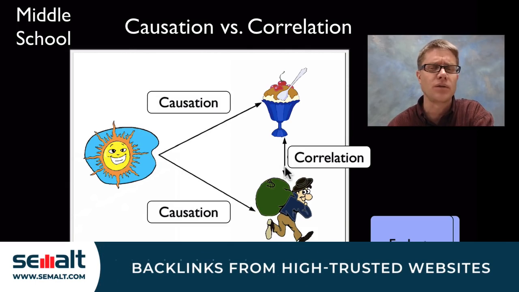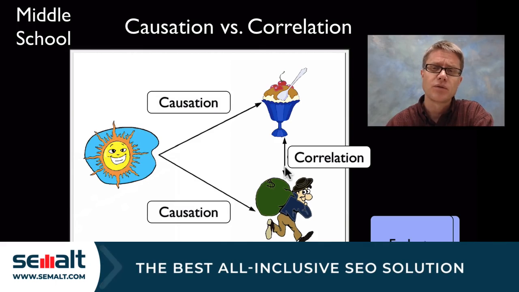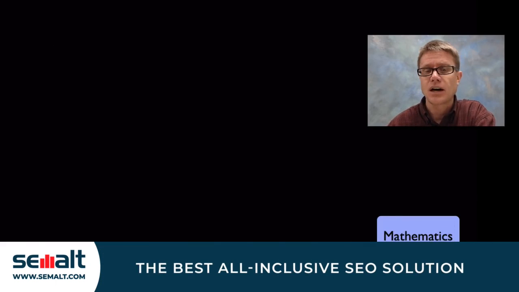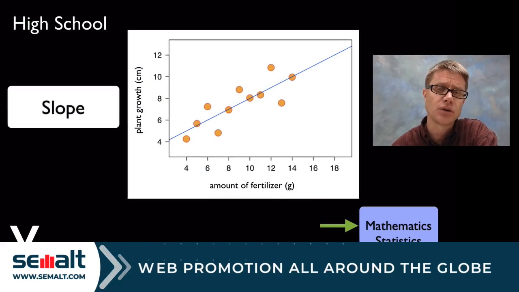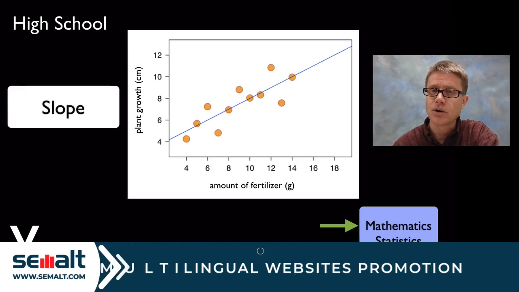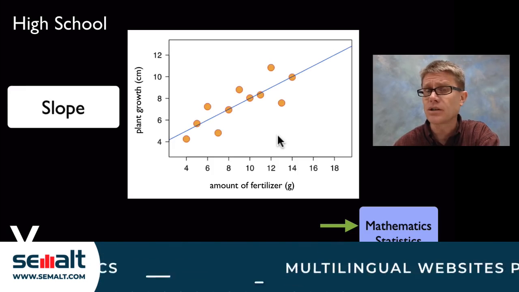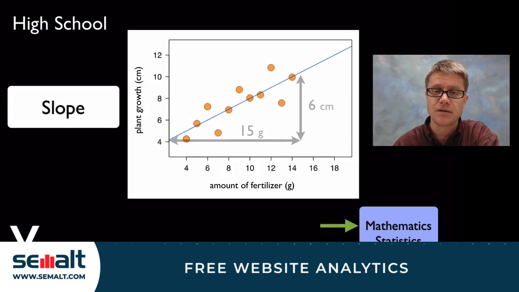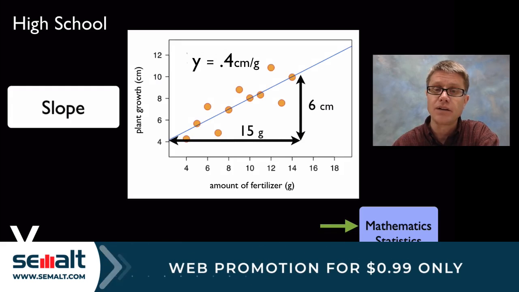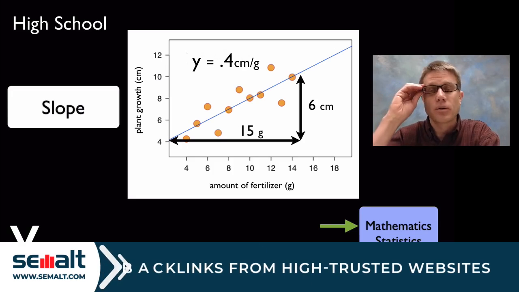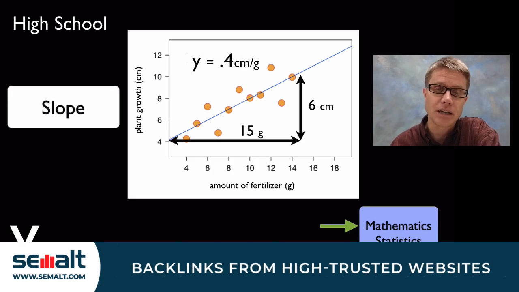And so you want to make sure when you're evaluating your data, really be hesitant before you jump into the idea of this is causing that. As you move to high school, you can really take a look at the mathematics and the statistics behind the data. A great example would be slope. Once we've looked at this correlation of the data, I could simply calculate the slope of that line of fit. I could figure out the rise over the run, and I could figure out a y value of 0.4 centimeters per gram. Slope is incredibly important, especially in a line graph when we're looking at change over time.